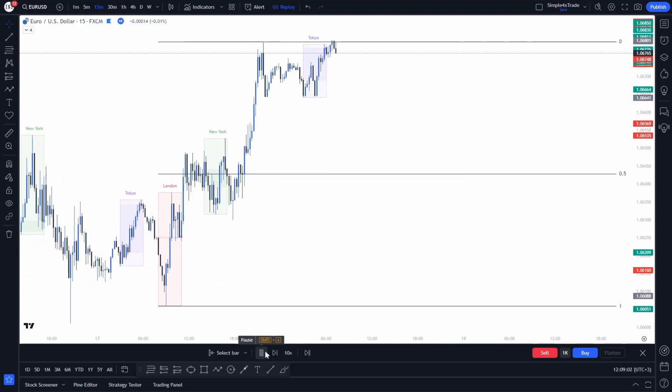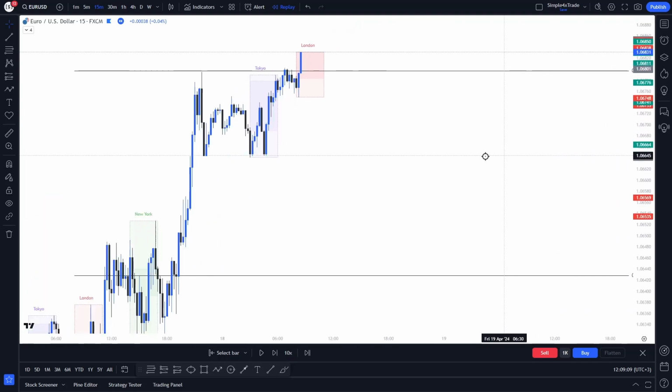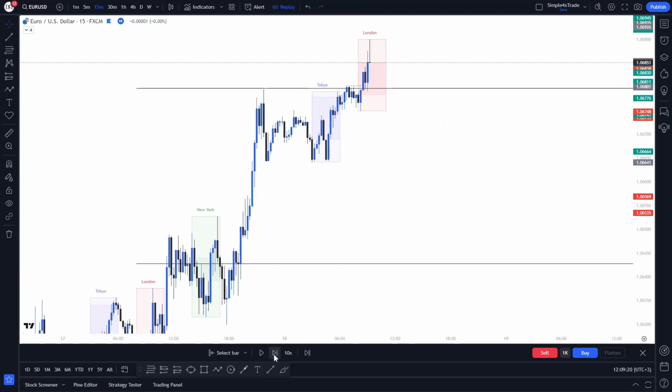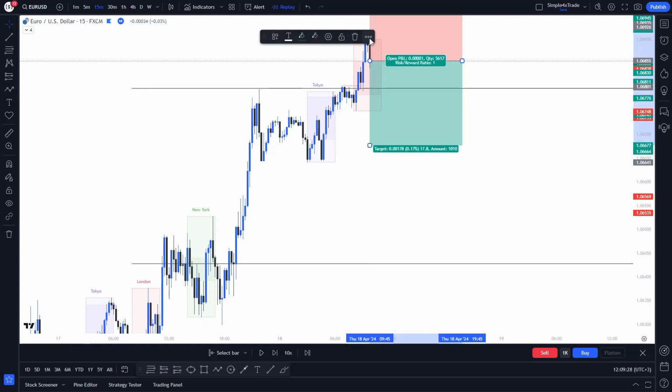We are waiting for London. Here we see that liquidity was collected during the London session and all we need to do now is just wait for a pattern to enter a trade. The pattern I'm looking for is an engulfing candle. Here we see this beautiful reversal pattern and I got into this trade.